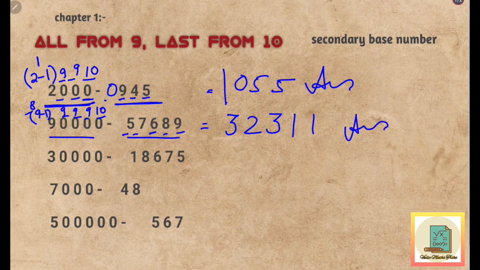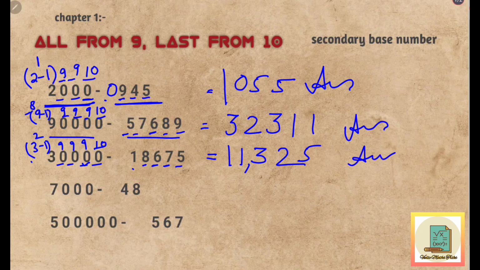Now let's come to the third question, which is 30,000 minus 18,675. Here also both the sides have equal number of digits, so we can start with the method. Last 0 is 10, rest all zeros as 9, and 3 minus 1, which gives you 2. Now 10 minus 5 gives you 5, 9 minus this 7 gives you 2, this 9 minus 6 gives you 3, 9 minus 8 gives you 1, and 2 minus 1 gives you 1. So 11,325 is the answer over here.